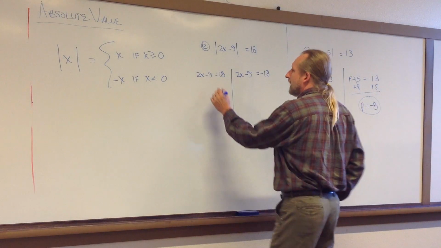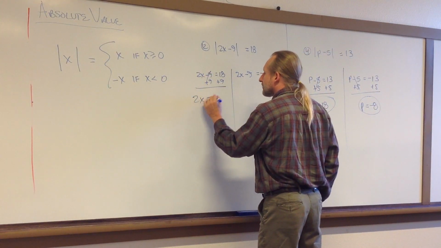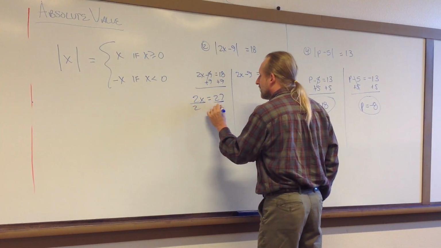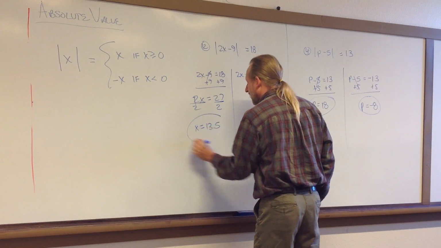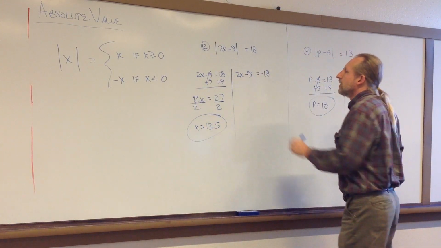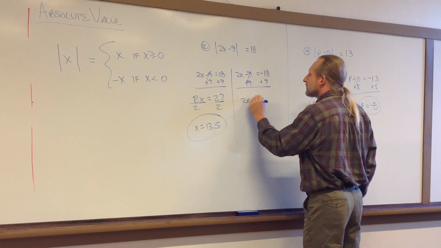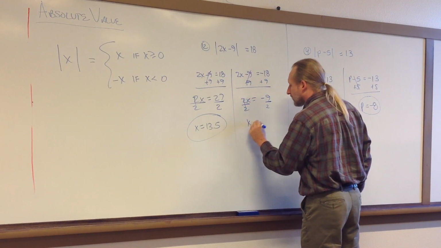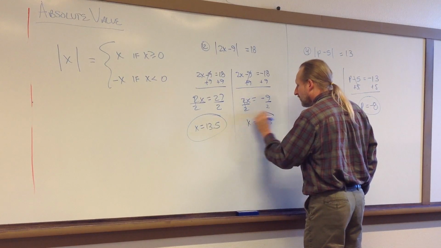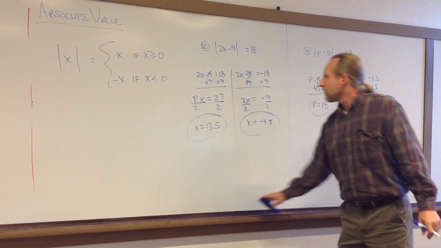Okay, and then we'll add 9 to both sides. 2x would be 27. Divide on both sides by 2. X would be 13 and a half. Over here, add 9 to both sides. What is that? Negative 9. And so x would be negative 4 and a half. So there's our two answers. 13 and a half or negative 4 and a half.